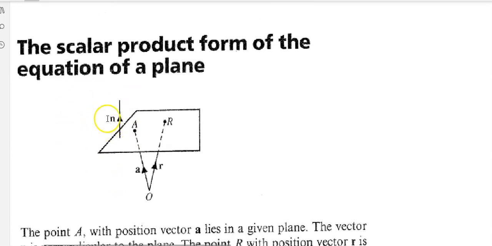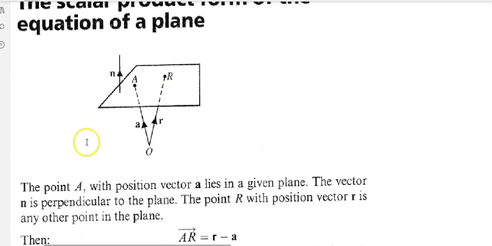So this is a plane we're going to be talking about, and if you imagine you've got a point on your plane A, which has a position vector A, you have some general point R, with position vector R, and you've got n, which is normal to your plane. So it says the point A with position vector A lies in the given plane. The vector n is perpendicular to the plane.